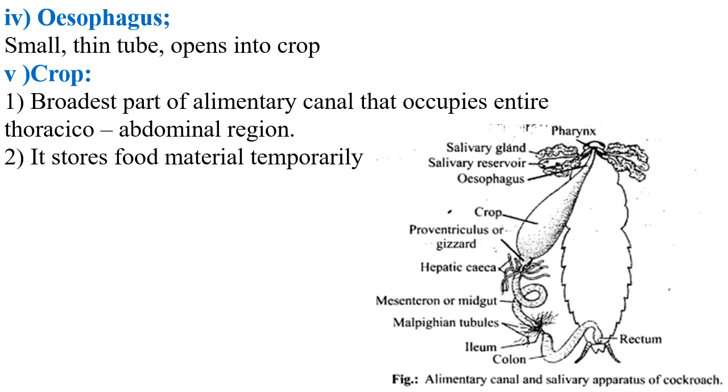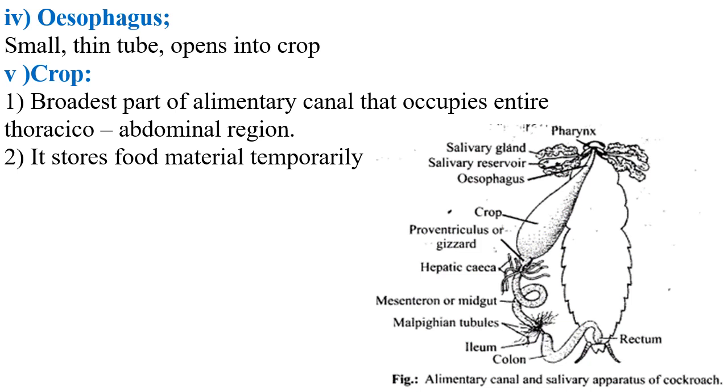The fourth component in the digestive system of cockroach is the esophagus. Now this esophagus is a simple, small, thin tube which is used for passage of food. From the esophagus, food simply passes down into the crop. The next component is obviously the crop. Now this crop is the broadest part of the alimentary canal that occupies the entire thoracico-abdominal region in the dissected cockroach. If you dissect a cockroach, you open up the cockroach, the first thing you will notice is the bag-like, sac-like structure, that is the crop.